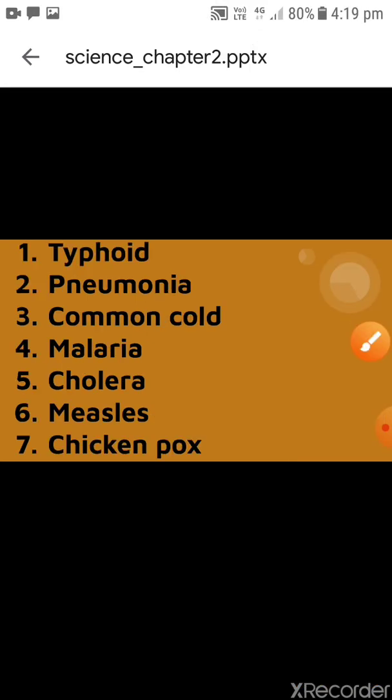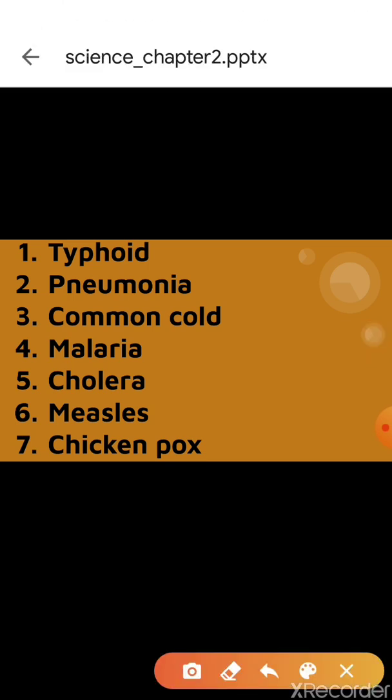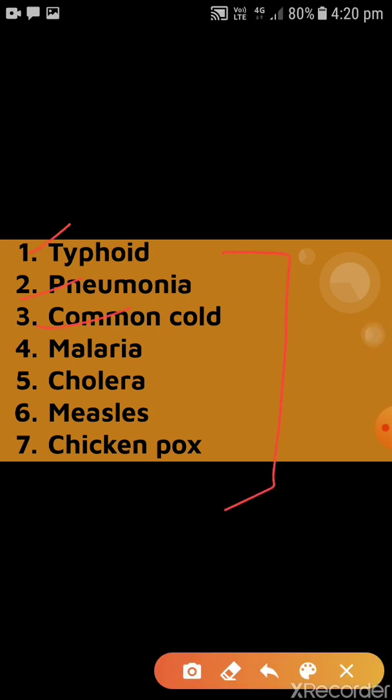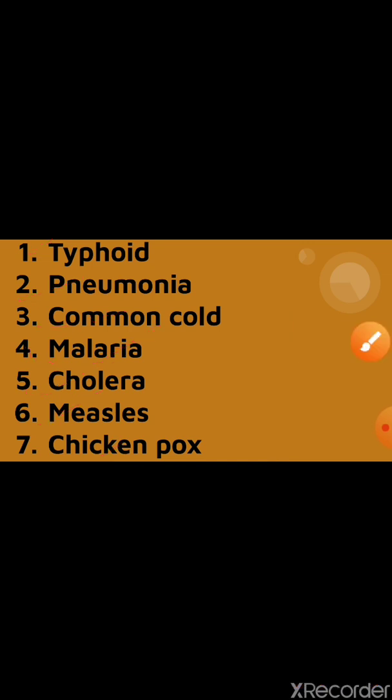Let's see. We have this small list with us. First is typhoid, pneumonia, common cold, malaria, cholera, measles, chickenpox, etc. These are not the only diseases caused by pathogens; there are plenty of diseases in the world around us. In this slide I have taken only 7 examples of diseases which are caused by pathogens. All these diseases are infectious or communicable diseases that can transfer from one person to another, children.